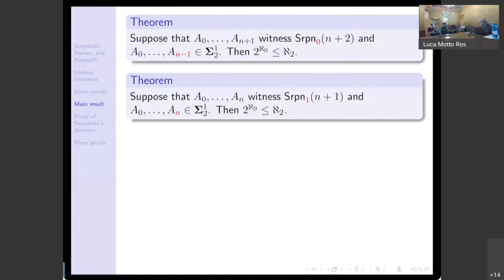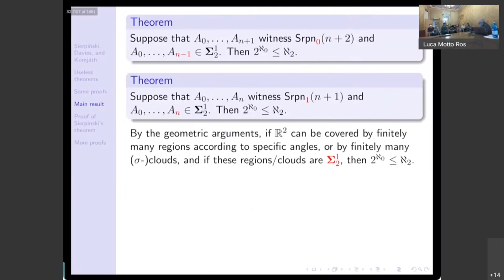I'd like to give some ideas of the main results. As I said, this work is split into two parts. One is geometric and the other more combinatorial. These are the two theorems, which is really just one thing. Like the metric arguments, when R2 can be covered by finitely many regions according to specific angles, or finitely many sigma tiles, and if these regions are sigma 1, 2, then you get the result.